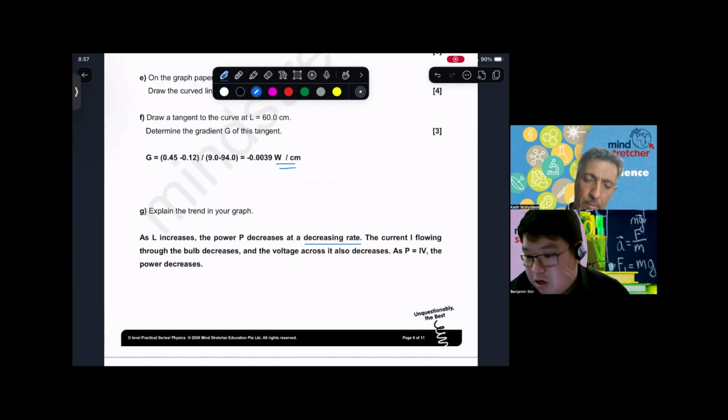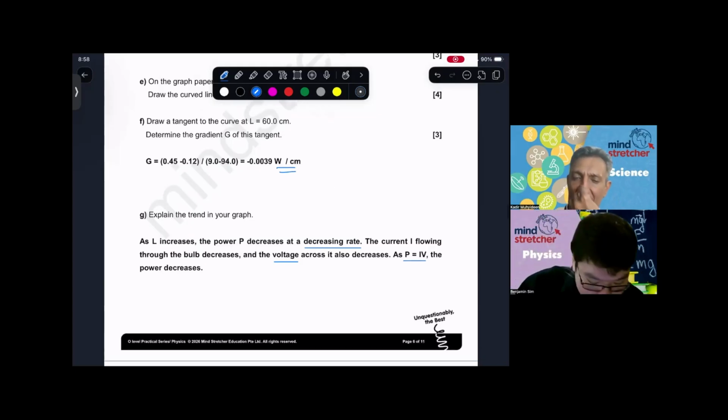The reason why is because the current flowing through the bulb decreases. As the length increases, the more length means that there will be more resistance. More resistance means that there will be less current. And as the current decreases, we also noted that there would be a decrease in the voltage as well. So therefore, since P equals IV, don't be afraid to use the formula in your answer itself. As the current drops, so does the voltage. Therefore, the power will decrease. So that is why as L increases, power decreases.